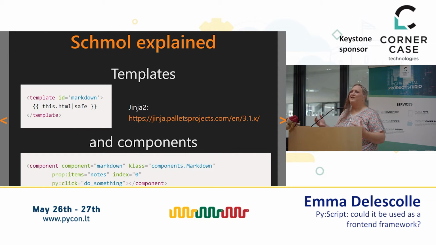The closest thing to components that we have to compare in the Django world is template tags. With template tags, you have a bit of code, you have a template, and you have inclusion tags that are just templates. That's about it.